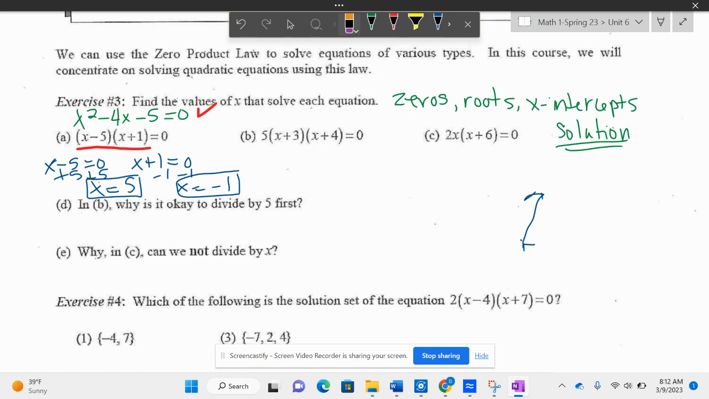Pardon me? A parabola. That's what a quadratic makes. It's a parabola. Good job.